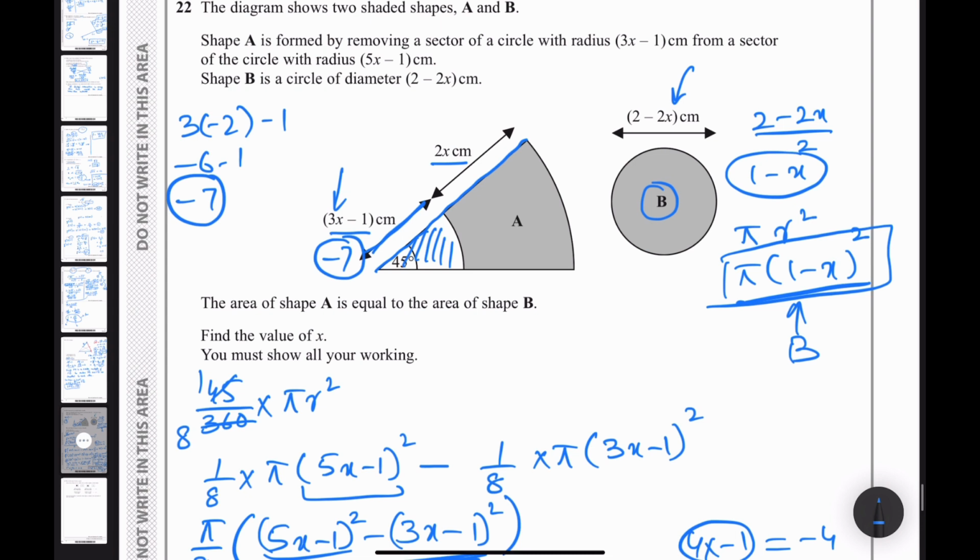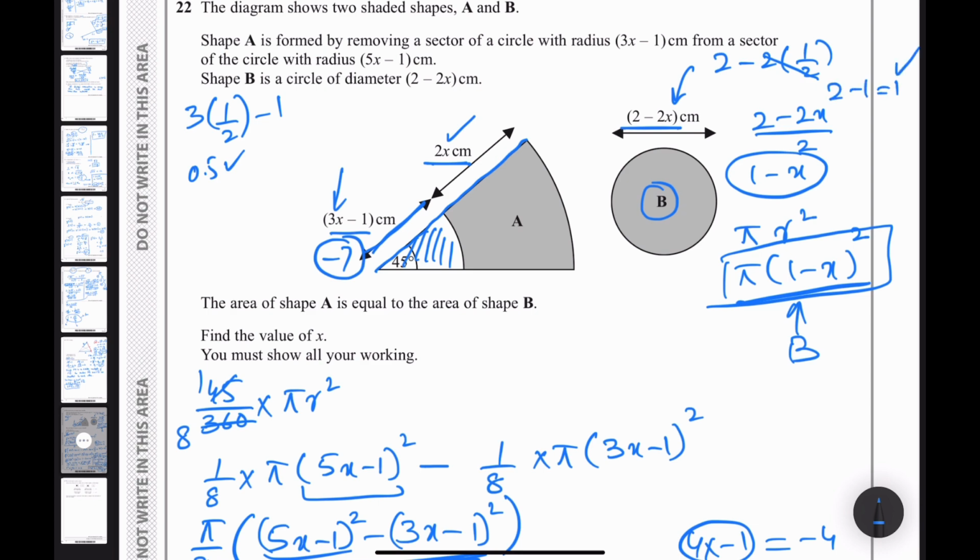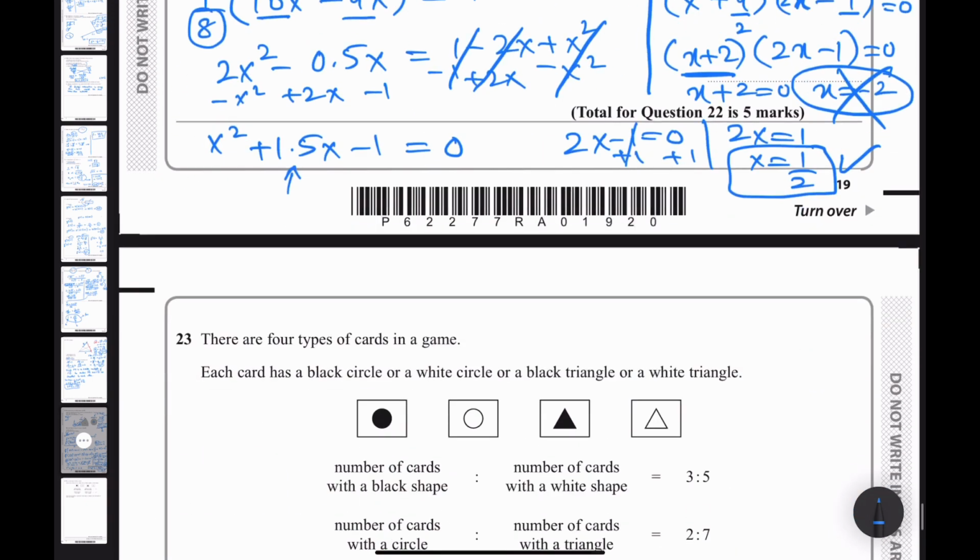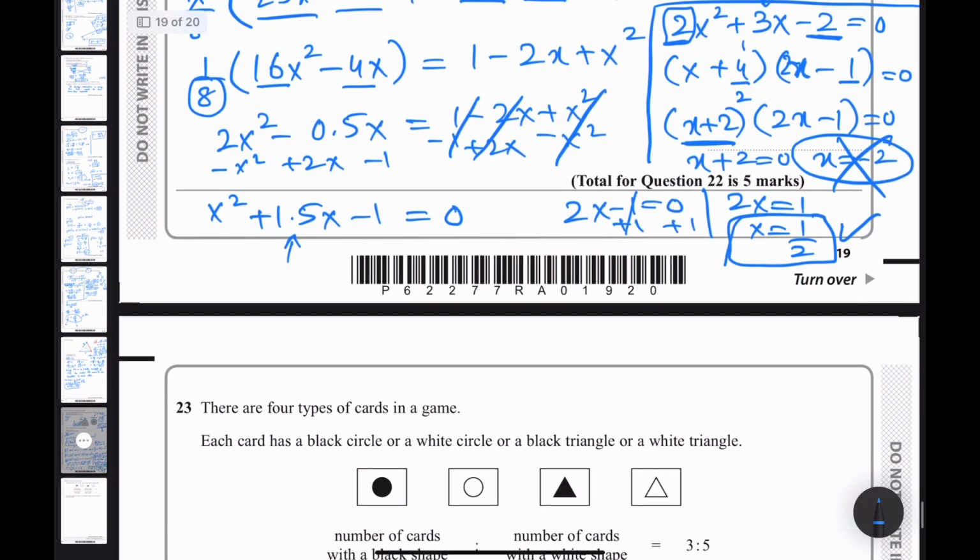If you put half over here, 3 times half is 1.5, minus 1, so it'll be 0.5. That's fine. If you put half here, you'll get 1. That's fine. If you put half here, 2 minus 2 times half, it'll give us 2 minus 1, which is equal to 1. So that's fine over here. So finally, the value of x will be equal to 1 over 2. That's the final answer. That's the whole working.